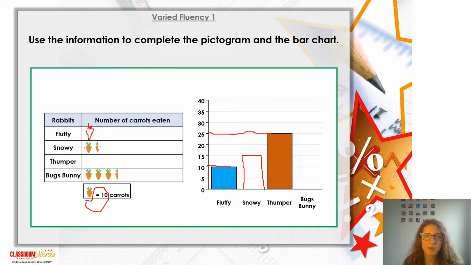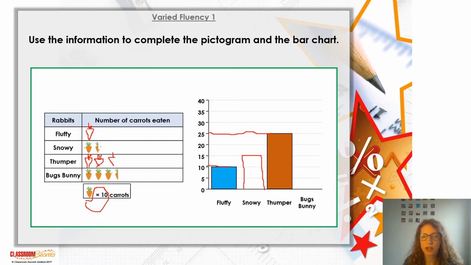So how many carrots will I need to draw? Okay, so each one is 10. So I've got 10, 20, and then I would need half of one for that 5. Okay, so we have our carrots on there. And then our last one is Bugs Bunny. He's been very hungry. So he has 10, 20, 30, 5.